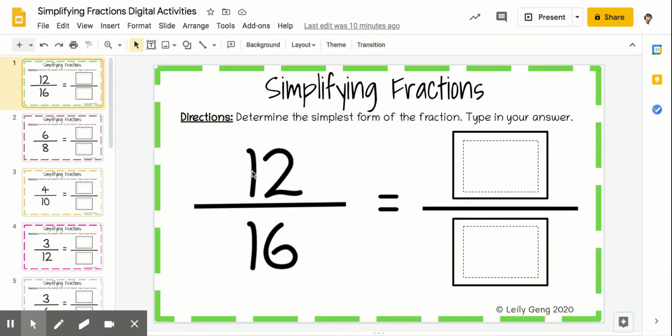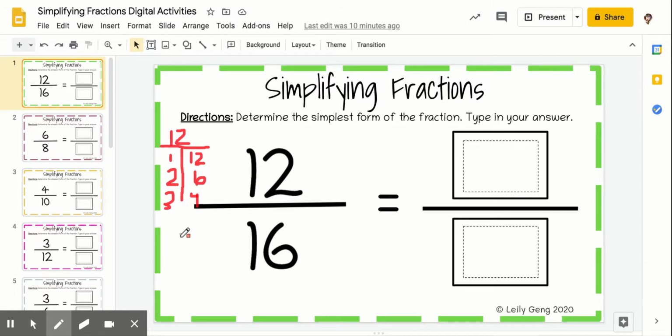We've got 12/16. So when we are thinking about simplifying fractions, we need to first make t-charts, right? I'm going to make my t-chart for 12 and my t-chart for 16. So for 12, I know I've got 1 times 12. I've got 2 times 6. And then 3 times 4. That's a 3, sorry. 3 times 4.